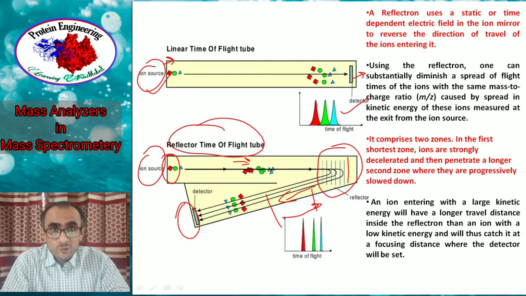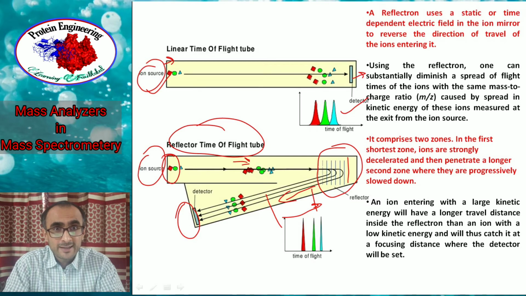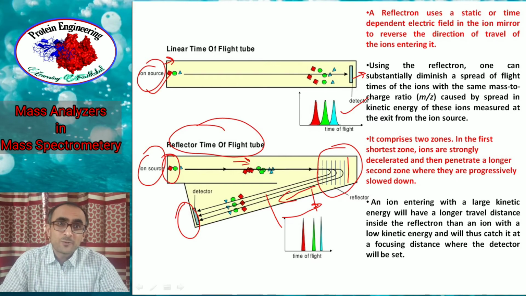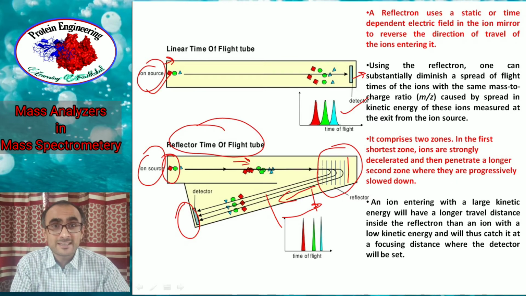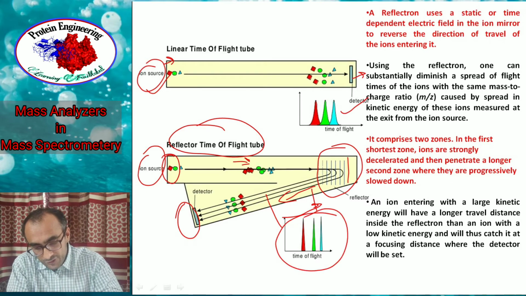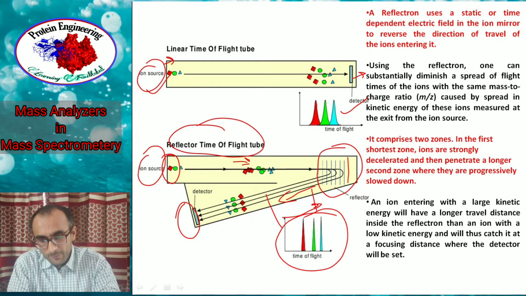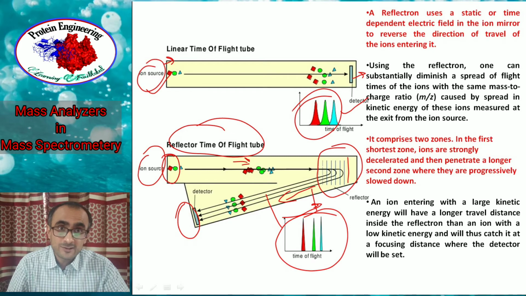So in order to put them together to improve resolution, a reflectron is required. The reflectron basically slows down ions which have high kinetic energy in comparison to the low kinetic energy analytes with the same m/z values. So it's a kind of stacking of ions before they are detected, so that all the ions with the same m/z, irrespective of their difference in kinetic energy, are collected together, so that the peaks you get are sharper and more resolved. In comparison to the linear TOF tube, you have much better resolution with a reflectron.